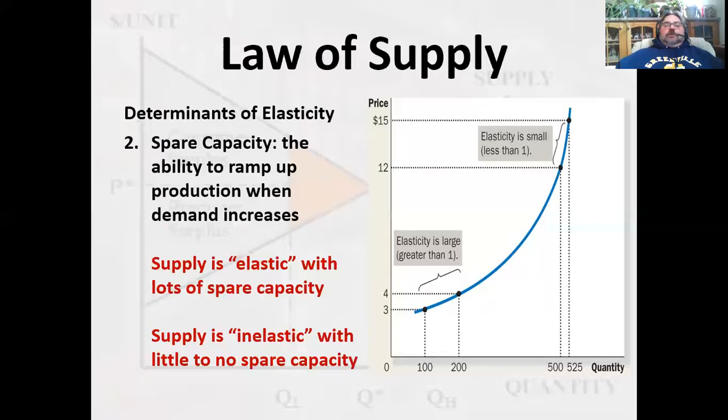And so generally, when we talk about spare capacity, we talk about a corporation's ability to speed up or slow down the amount of production that they do. Let's say you're making Tickle Me Elmo dolls, and the demand for a Tickle Me Elmo doll 30 years ago was the must-have Christmas present for 6-year-olds.